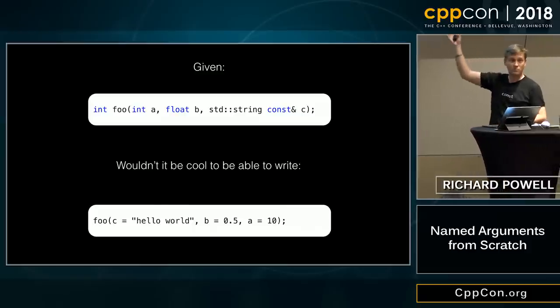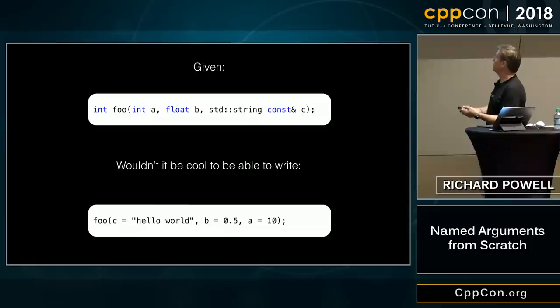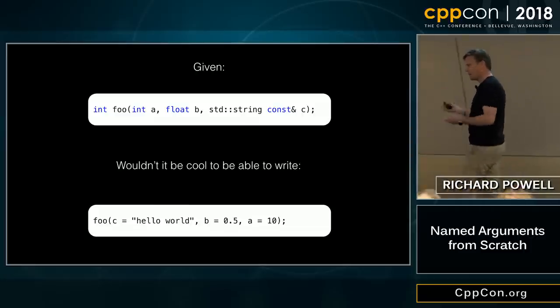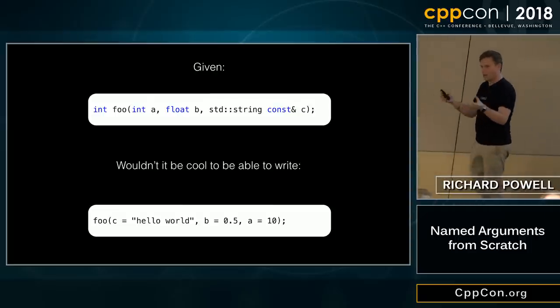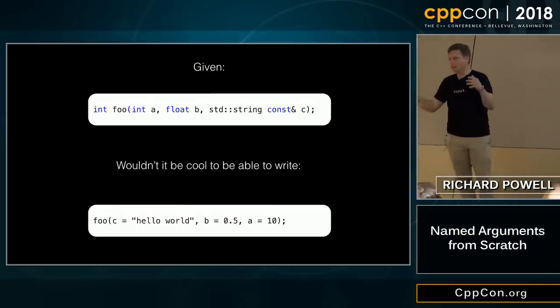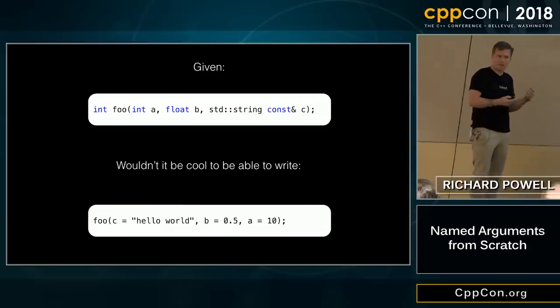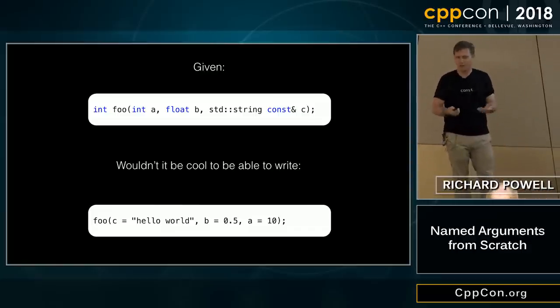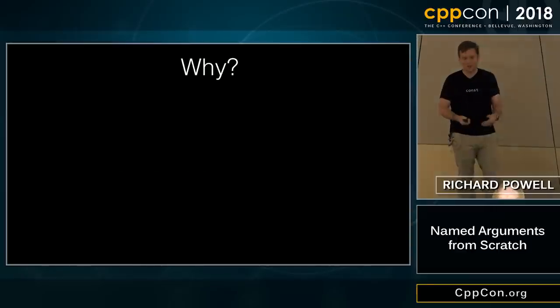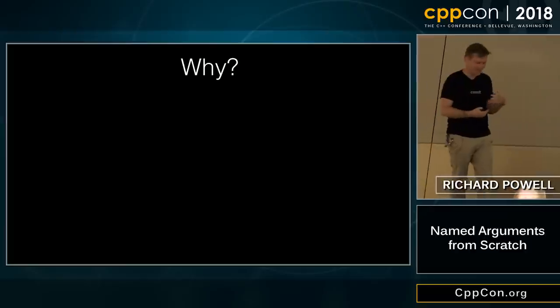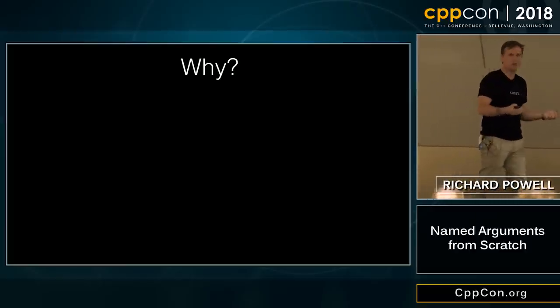Given a function with a number of parameters, wouldn't it be cool to be able to write this? And that's where we started. We started thinking about how you could do it and what some of the techniques were. But when we asked other people, hey, wouldn't it be cool if you could do this, the question we got was not how, but more often why? Why do you want to do that? It goes to the question of why do you want to do anything?